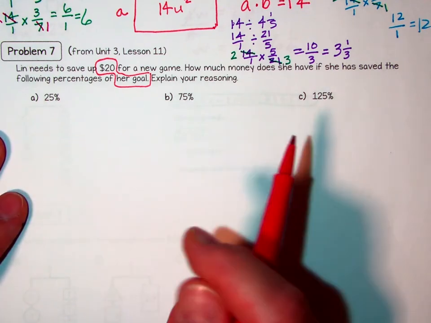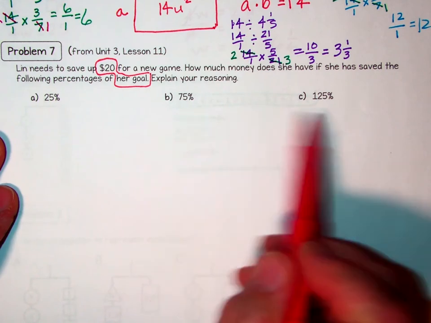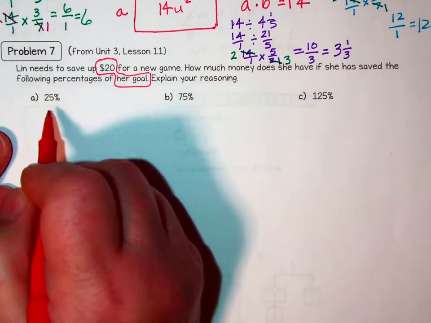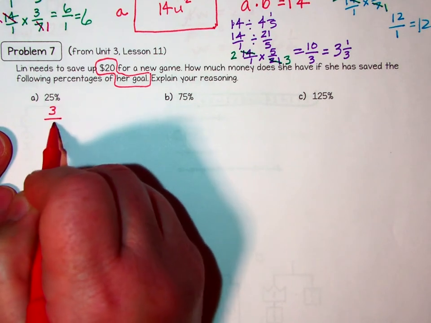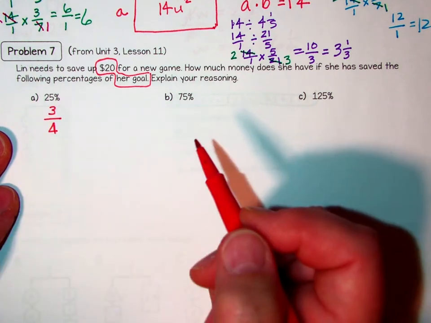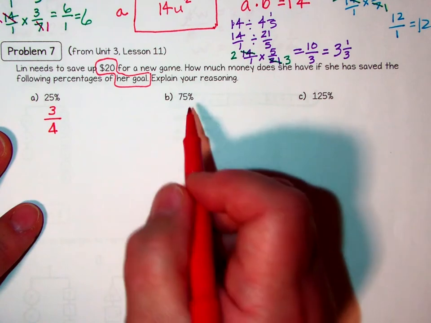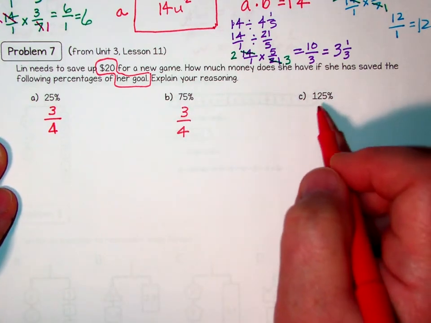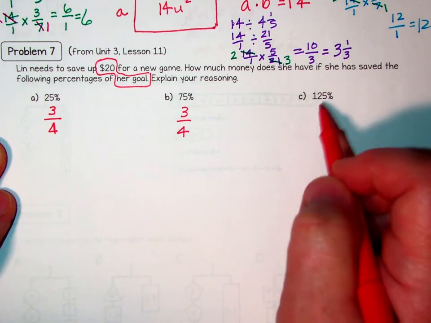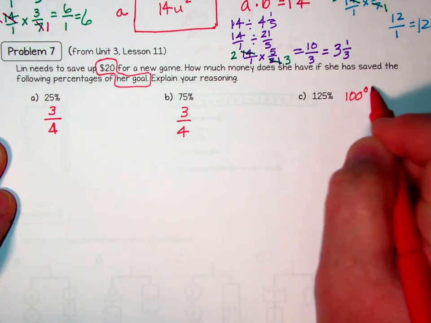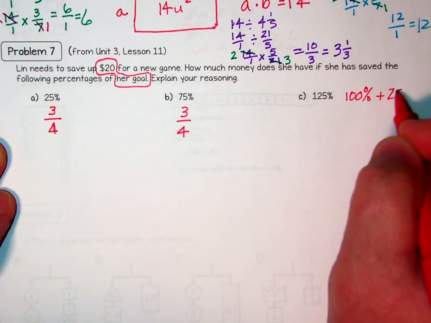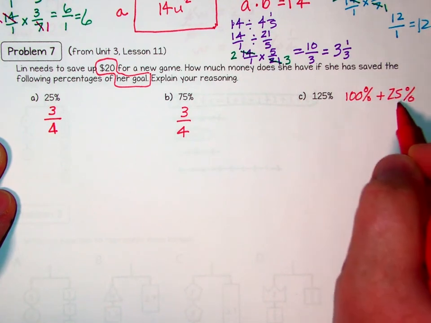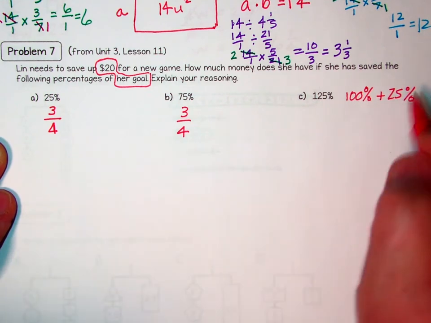And there are all sorts of ways you could solve this. One of them is I could think about what were these benchmark percentages. I know that 25% had a benchmark equivalent of 1/4. We wanted to convert it to a fraction. 75% was 3/4. And 125%, this is 100% plus 25%. So 100% would be the full amount, and then 25% would be another 1/4.